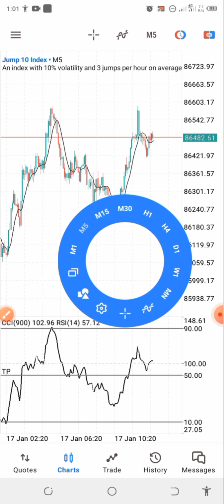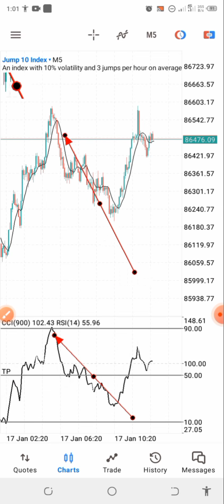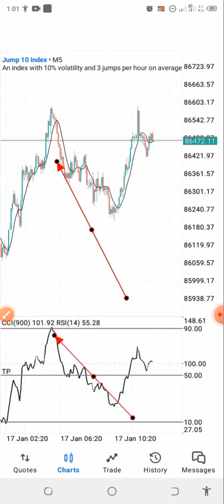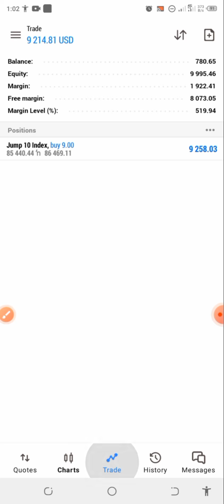And for a sell, the first thing you want to see is the CCI touching the 90 levels of the RSI, and the second thing is the price moving below the moving average, which means the moving average goes above the price and the price moves below the moving average. That is how you use this strategy to take some trades and make some money, as simple as it is.